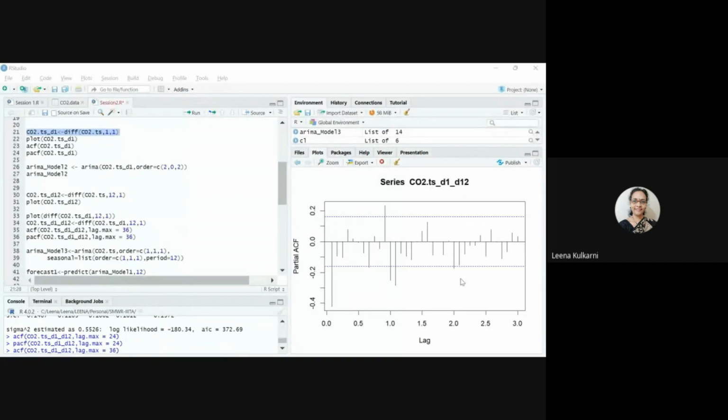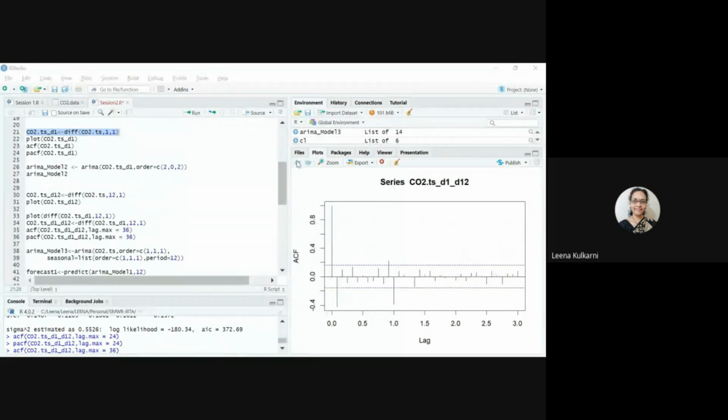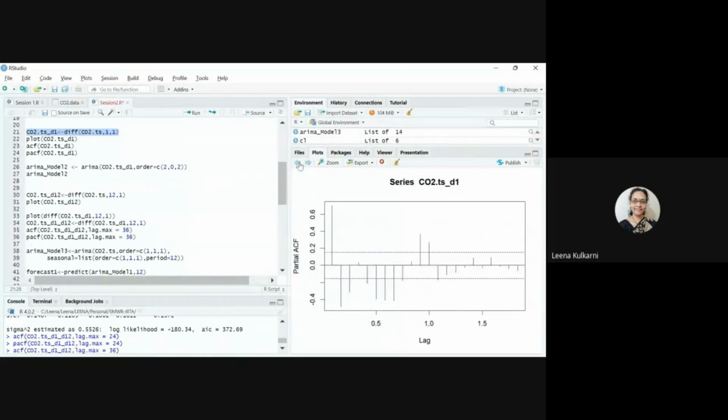Yes, which graph? Tell me. The autocorrelation graph? Okay, done. Okay, fine. Yes.